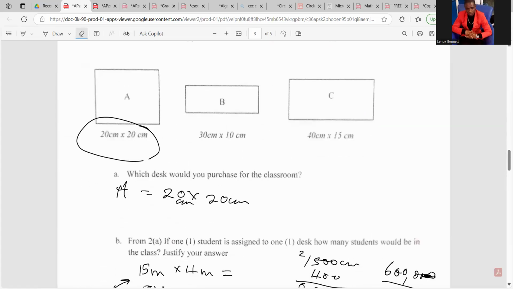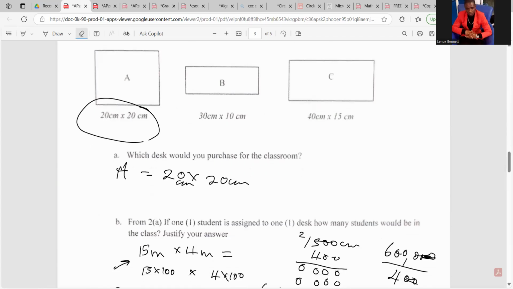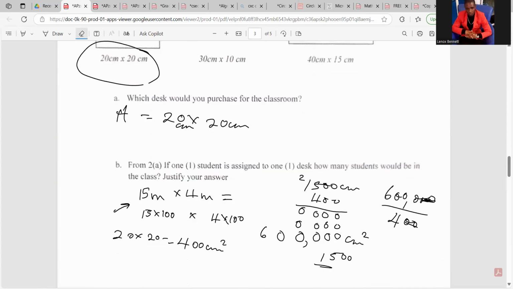Let's say 2A: if one student is assigned to one desk, how many will be in the class? Justify your answer. They didn't give us a unit, right? Oh, yeah. One student is gonna occupy 400 centimeters square. That's what I was gonna double check, to see if they are giving us something to indicate that something is in meters, right?